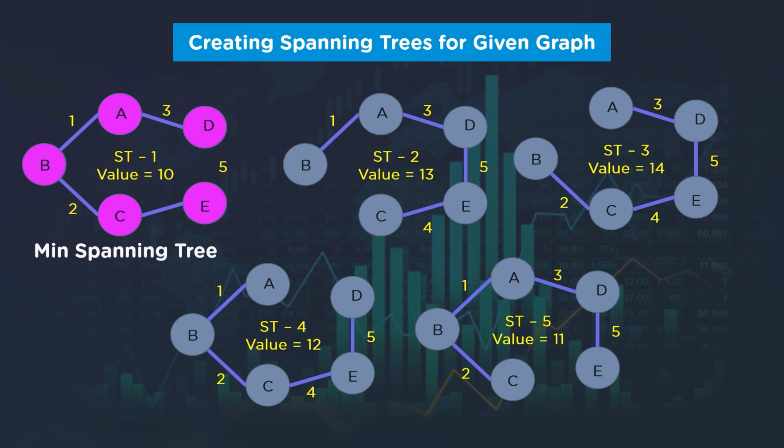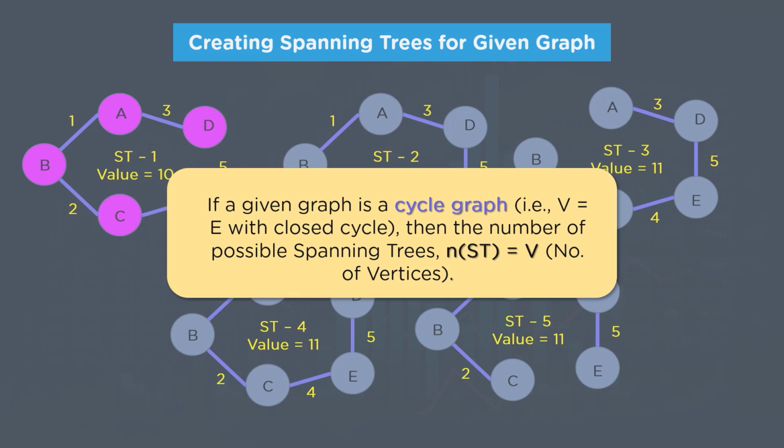I hope you're clear with the creation of spanning trees, but how can we judge the number of all the possible spanning trees? Well, for that you need to check the structure of your graph. If the graph you have been given is cyclic, then the number of possible spanning trees will be equal to the number of vertices. The cyclic graph is a graph in which you will have the same number of vertices and edges with a cyclic structure.